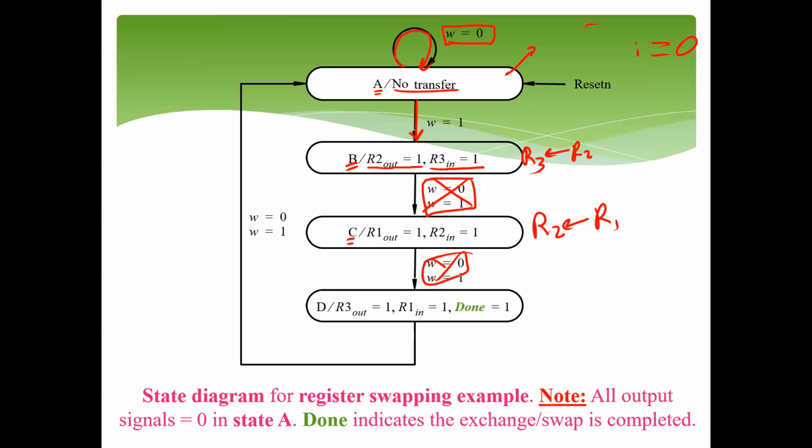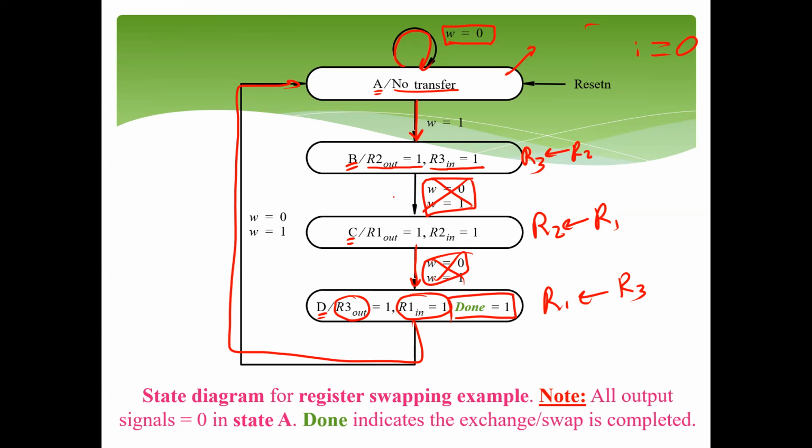After you're done, whether W equal to 0 or W equal to 1, go directly to the next state, which is state D. This will output the value of R3 and write it into R1. So R1 will take the value of R3. And this will complete the swap. So also at the same time, make my output signal then equal to 1. After you finish, just go back to state A.